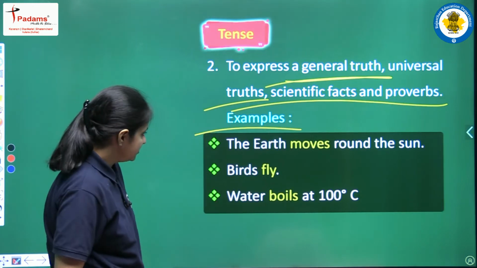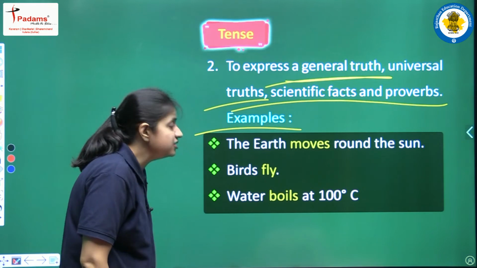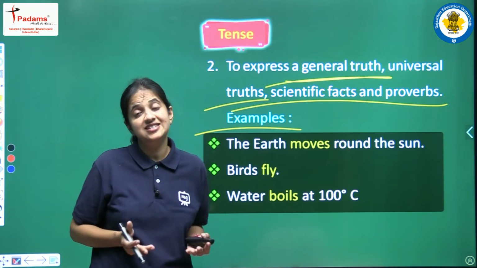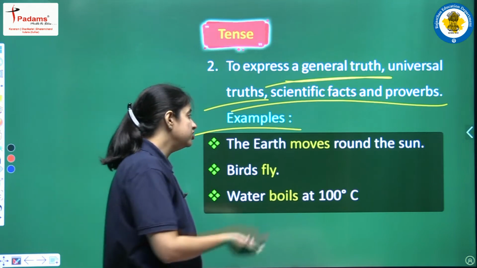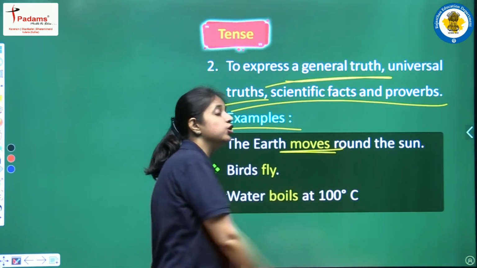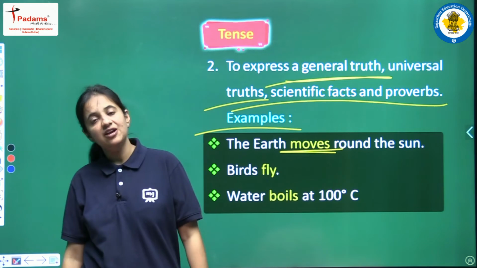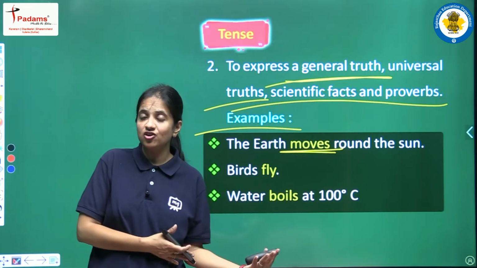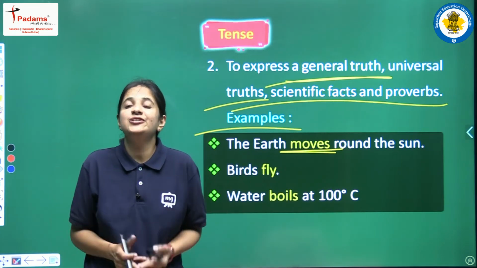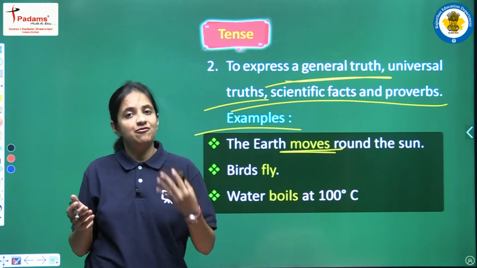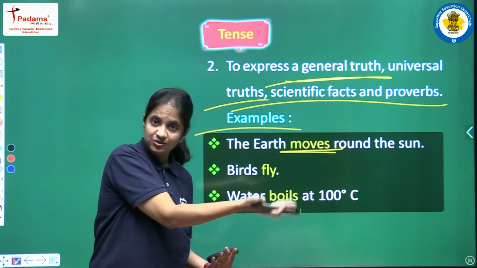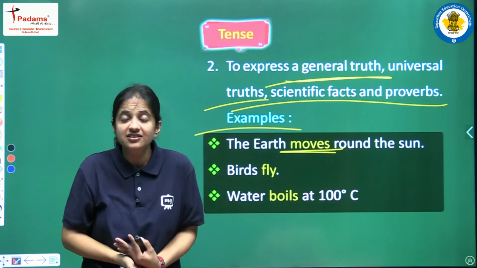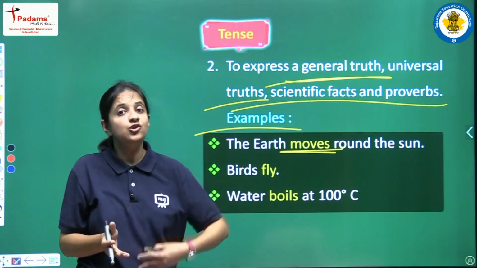The first sentence is the earth moves around the sun. So yes, this is a fact, or we can say this is a scientific fact. We all know this thing that earth moves around the sun, and at the same time we can say this is the universal fact also, right? Because हर country में ये बात acceptable है. Everyone is agreed with this thing that yes, the earth moves around the sun, right? So this is a fact, this is a truth, this is a universal truth.